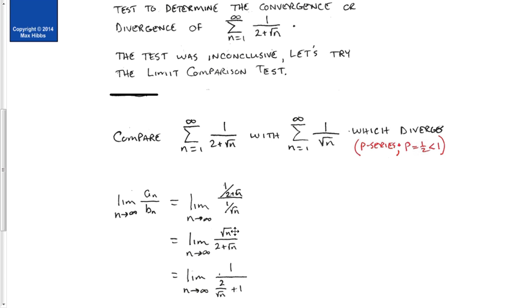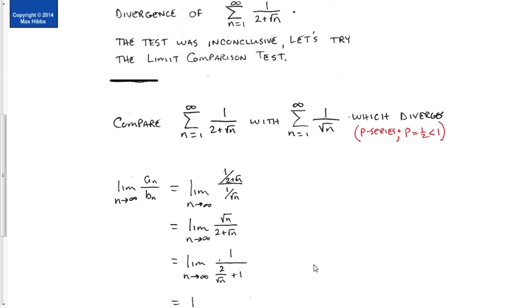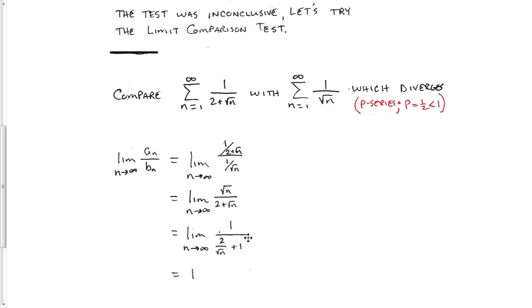When we do that, of course, we get a fraction that's the square root of n over 2 plus the square root of n. And as we did a moment ago, we would deal with this by multiplying the numerator and denominator both by 1 over the square root of n. That would give me a numerator that was a 1, and my denominator, I'd have 2 over the square root of n plus the square root of n over square root of n, which is just 1. Now, when I look at this, as n goes to infinity, this fraction is going to 0, so I have 1 over 0 plus 1, or just 1.